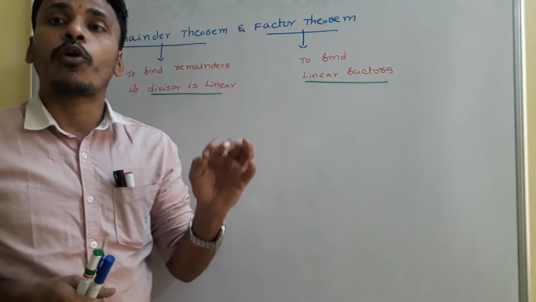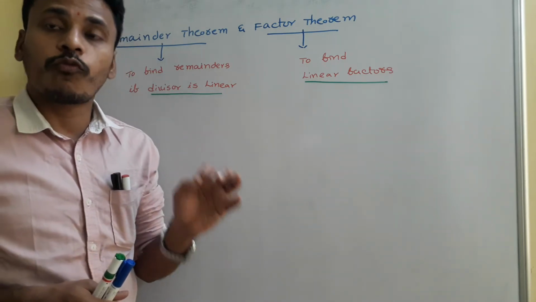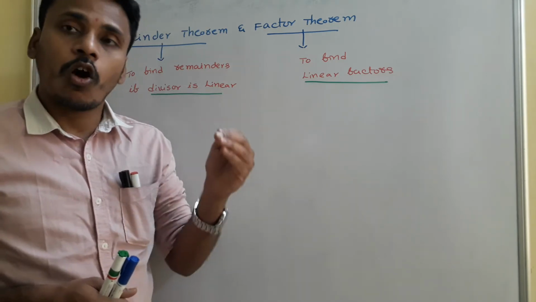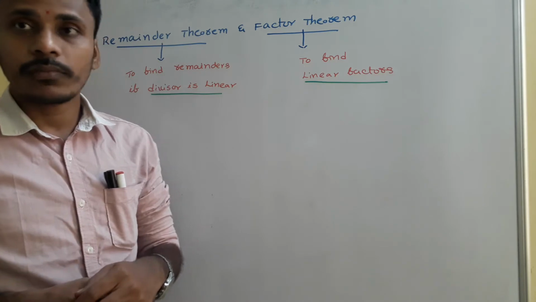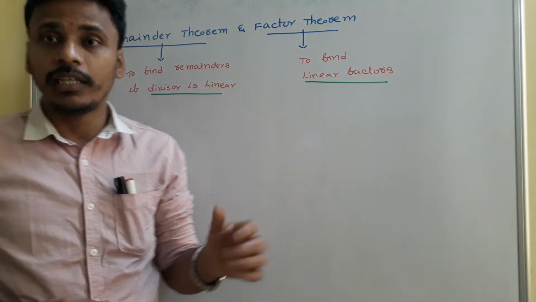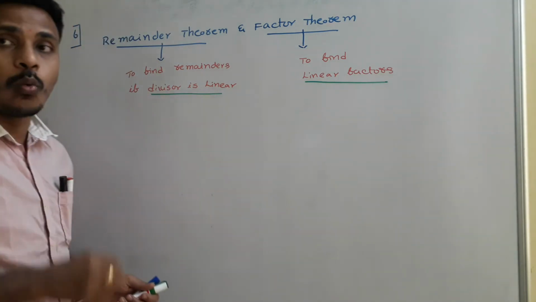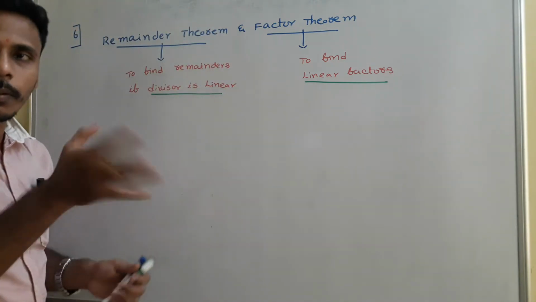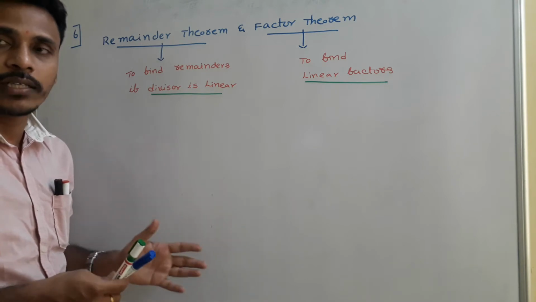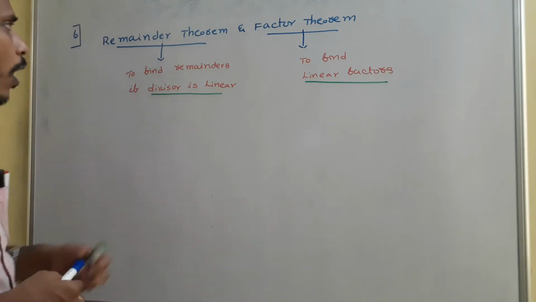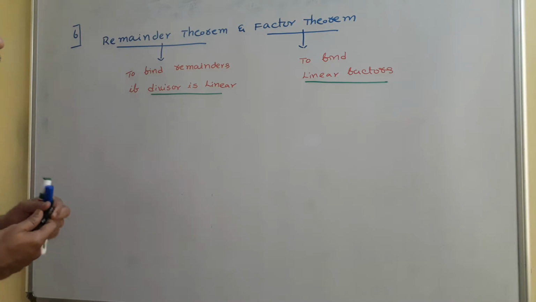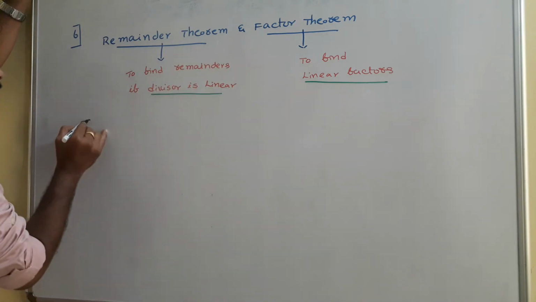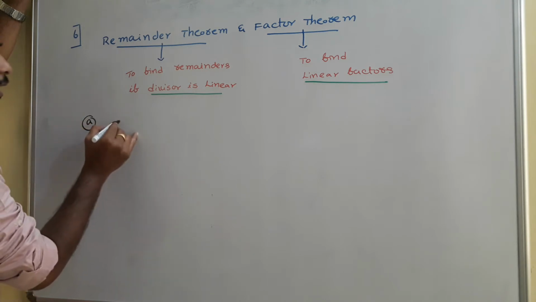The division algorithm of polynomials helps us find remainders for divisors of any degree, but these two are applicable only if the divisor is linear, or the factor is linear. Factor and divisor are both the same, right? So first of all, what does this remainder theorem say, and then I will discuss the factor theorem. The remainder theorem.